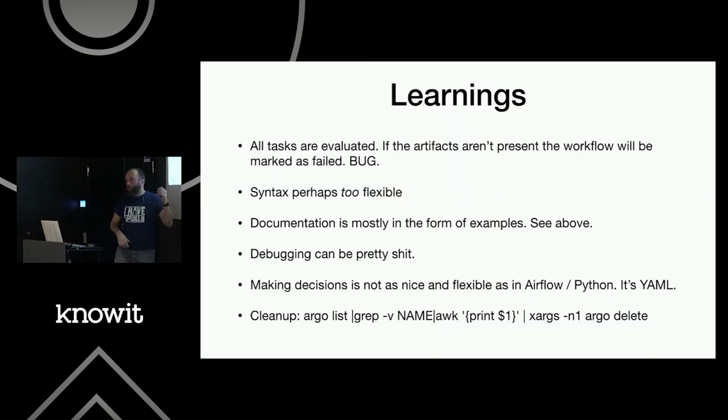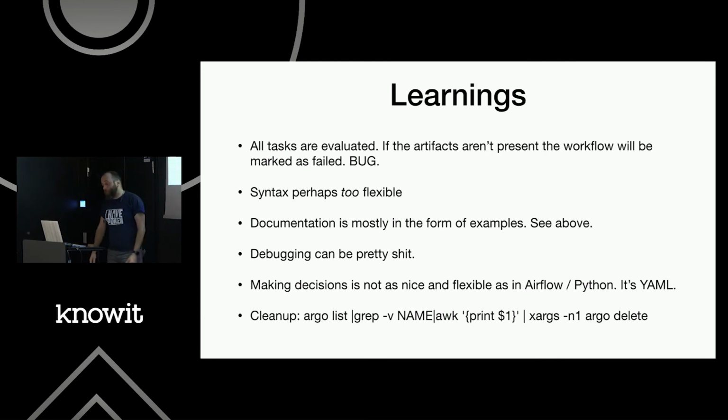So, things I've learned so far. There's a bug in Argo which really annoys me, that all tasks are evaluated, even if they're not supposed to be executed, because you have things like conditions. So you want to say, this step should only run under certain conditions. For instance, you want to reject data, and then you don't want to run all the steps. It will still evaluate all the steps. And if it can't find the artifacts for all the steps, it will mark the flow as a failed flow. The bug report has been accepted, and they will likely fix it at some point.